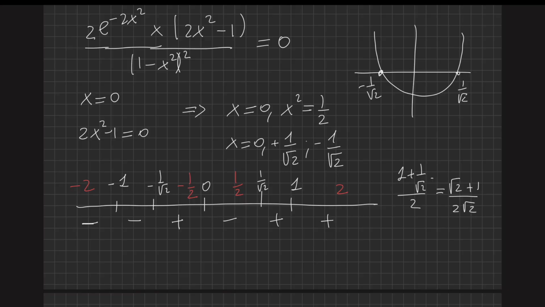Well, now we can draw the chart of the function. How does it look? So the function is going to be decreasing, then decreasing again, then it is going to increase, then it's going to decrease, then it's going to increase again. Which means that for x equal to 0, I'm going to have a local maximum, and for x equal to 1 over square root of 2 and negative 1 over square root of 2, I'm going to have two minima.